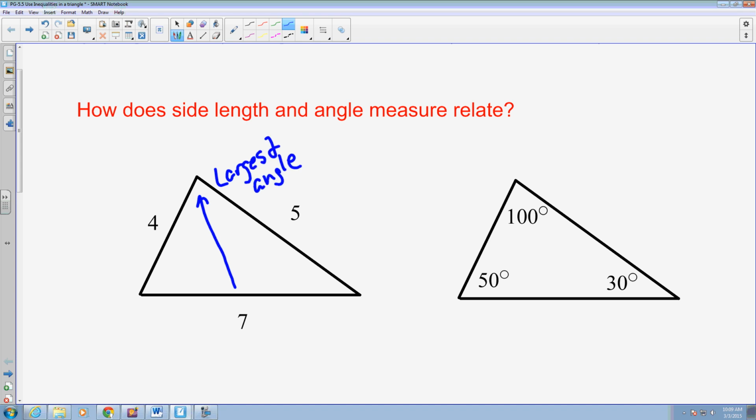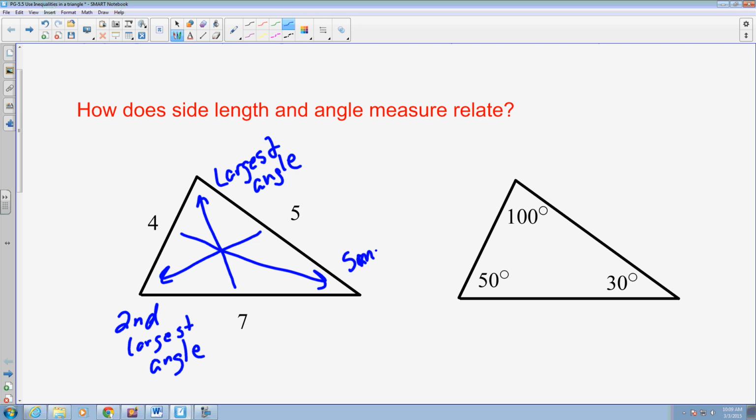And then the next largest angle would be opposite the second largest side length. So it's going to be the opposite vertex, again, right over here, so this is going to be the second largest angle. And then finally, my smallest angle is going to come from the opposite of the smallest side length. So it would be right here. So this would be my smallest angle.